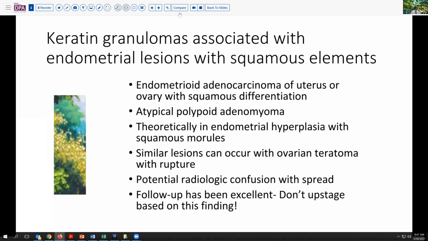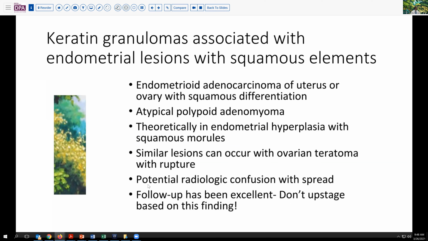It's not very frequently encountered, but these keratin granulomas have been described associated with a variety of endometrial lesions that can show squamous differentiation. So the most frequent of these would be endometrial adenocarcinoma, either in the uterus or the ovary, that had clear-cut squamous differentiation. But it's also been seen in atypical polypoid adenomyoma, something that's frequently characterized by numerous squamous morules, and thus I would think theoretically could also be observed in endometrial hyperplasia with squamous morules. Similar lesions occur with ovarian teratoma that may rupture, although I think in those circumstances the pattern of keratinization is a little bit different, and therefore one would expect the granulomas to be a little bit different in appearance.